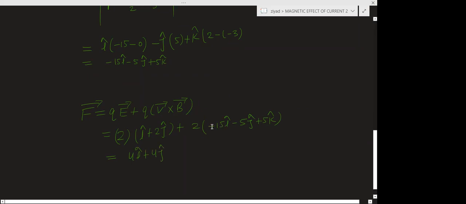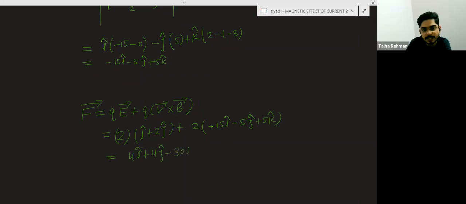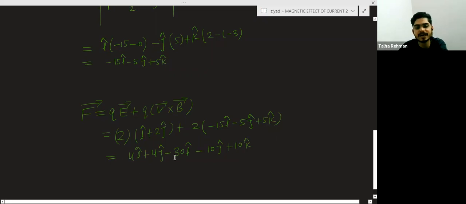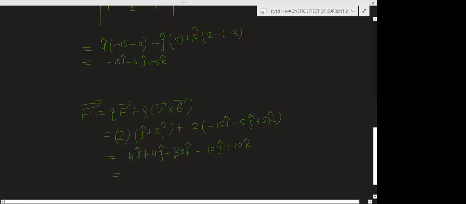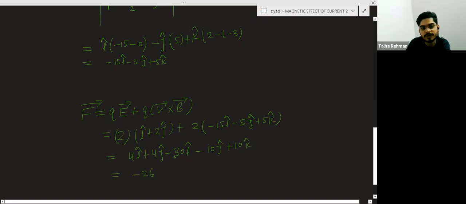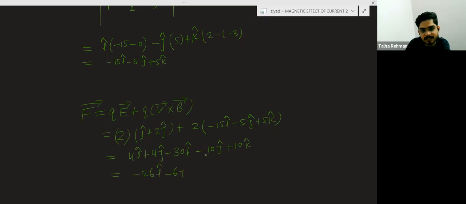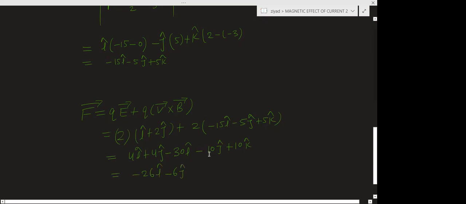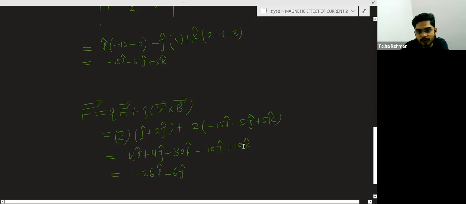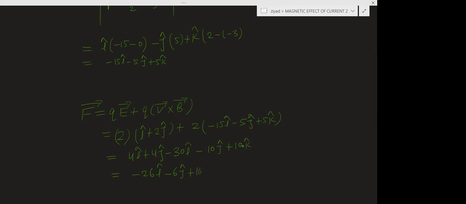This will become 2i cap plus 4j cap, and now you can multiply this. Minus 30 i cap, this will become minus 10 j cap, this will become plus 10 k cap. Now add i cap with i cap, j cap with j cap, k cap with k cap. So 4 i cap minus 30, so this will become minus 26 i cap, and this is 4 j cap, this is minus 10 j cap, so this will become minus 6 j cap. And what about the k cap? Here is only one k cap, so this will become plus 10 k cap.